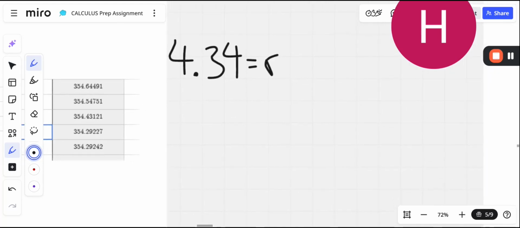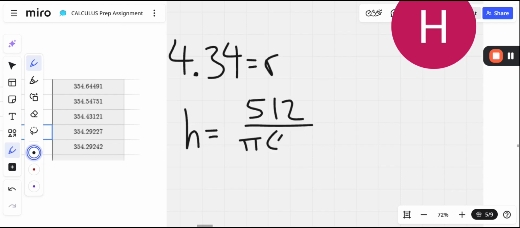If this is the radius, let's remember what is the height of this can. It's going to be 512 divided by pi r squared. And we're going to get an approximate value of that. Again, we can just use DESMOS really quick. Let's plug that in.